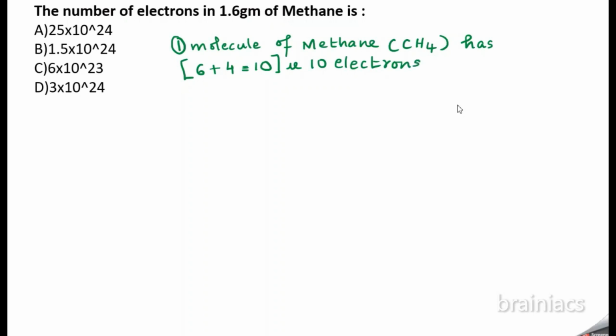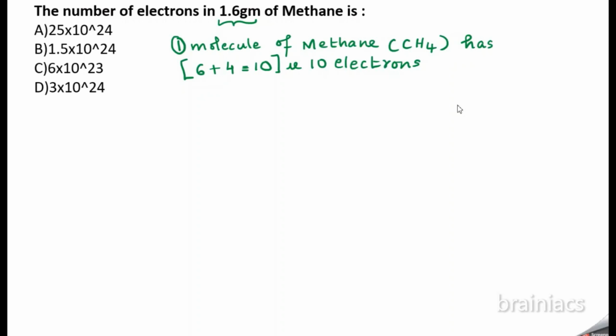Now, this is the basic understanding. If they are asking you regarding the number of electrons, protons, neutrons, whatever it be, always find in one molecule how many electrons are there. This you need to find out first. Then what they have given to you is now here 1.6 gram. Now convert this 1.6 gram of methane to number of molecules. Then we know that in one molecule how many electrons, then multiply that with the number of molecules, then you will get the total number of electrons.